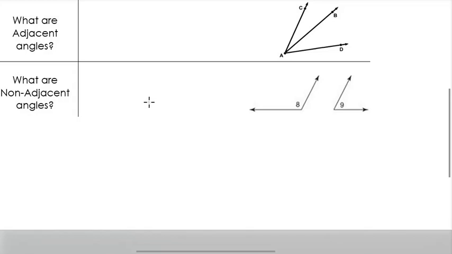Hello, today we're going to start our new unit, which is going to be on angles and polygons. Today we're going to learn about complementary angles and what adjacent angles are and what non-adjacent angles are.